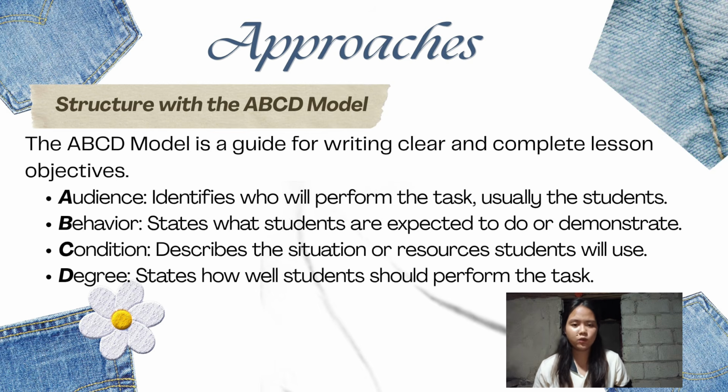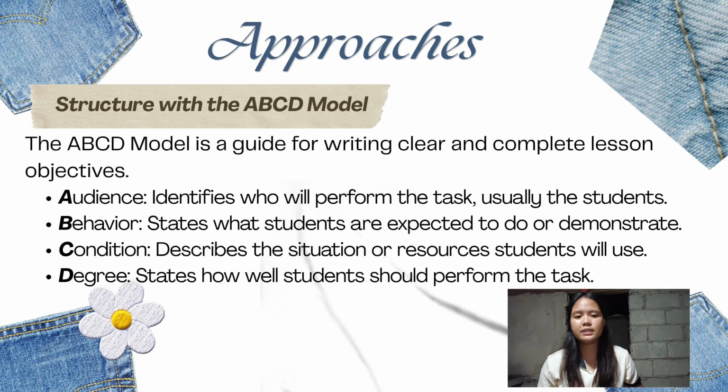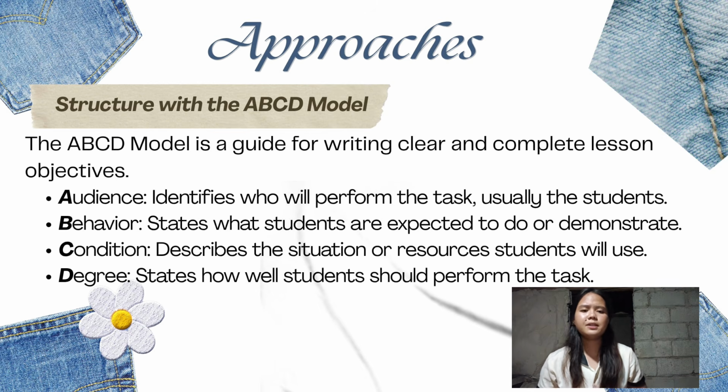And lastly, we have the degree. The degree means how well should the students do the task. In our example, they should get at least 80% accuracy. So that is the degree. Therefore, we can remember ABCD using four simple questions. Audience, who will do the task? Behavior, what will the students do? Condition, what are they given or under what situation? And lastly, the degree, how well should they do it? And that's it. The ABCD model is basically helping us make our objectives more complete instead of just saying something general like "students will learn about learning domains."